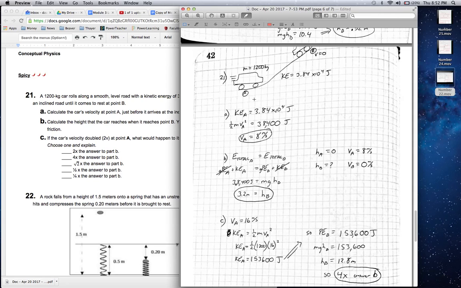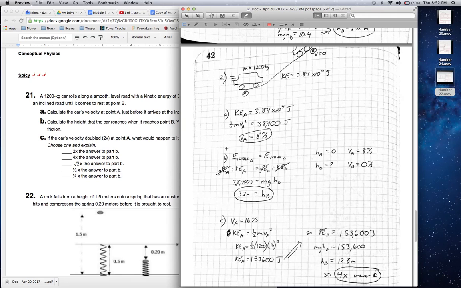So it asked for A, what's the velocity? You know the kinetic energy. You can plug in, you know the mass, and you find out that the velocity is 8 meters per second.